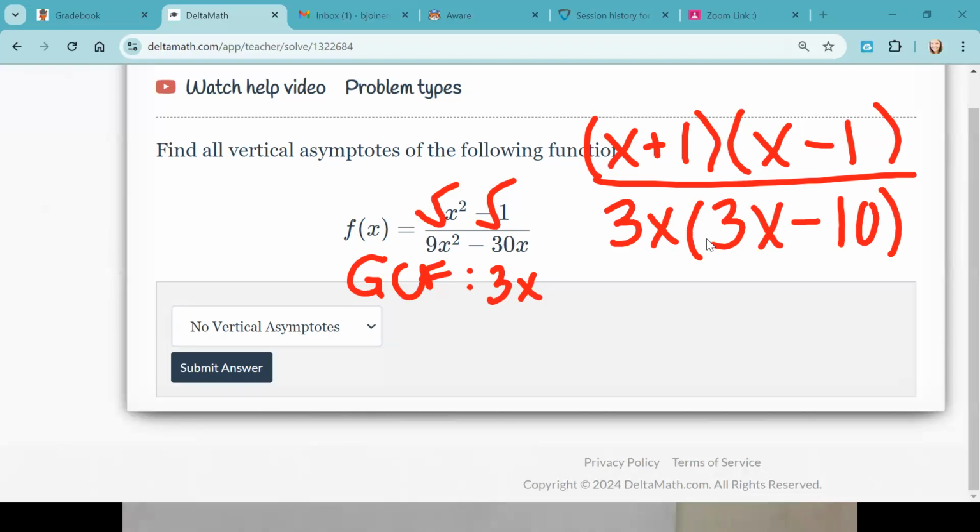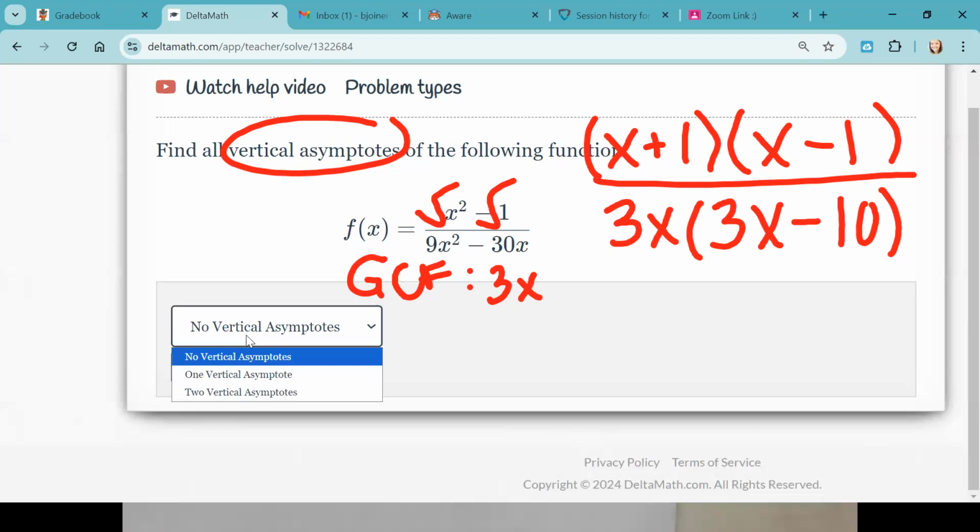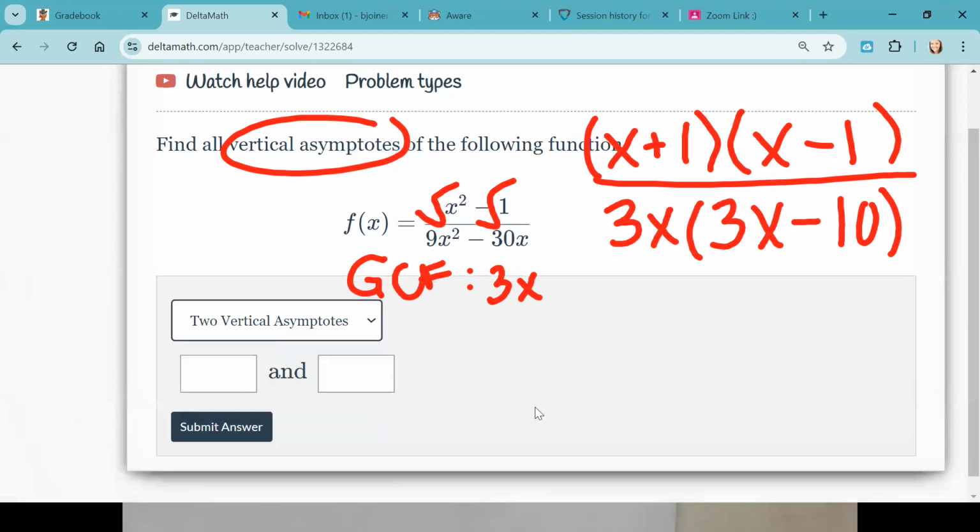Does anything cross out? No, then I don't have any holes, but I'm not looking for holes anyways. What am I looking for? That's X's left on the bottom. Count for me how many X's were left on the bottom. 2. So I'm going to click right here. I want 2 asymptotes. And then in the equations, I'm going to put the solutions for both of those terms.